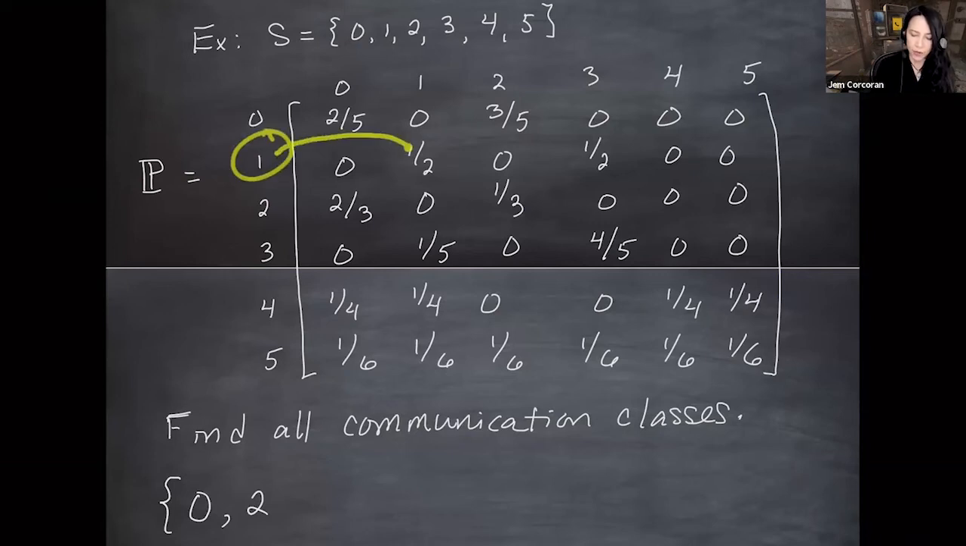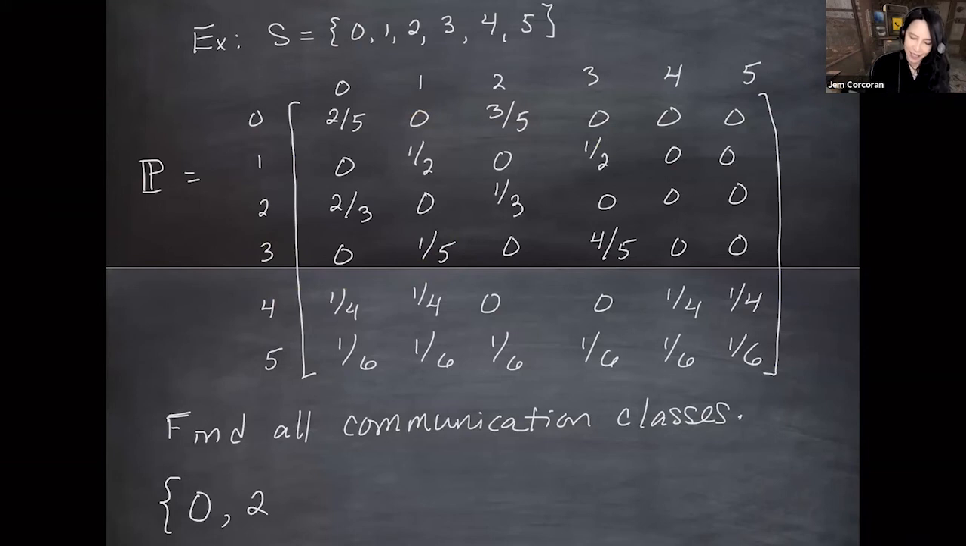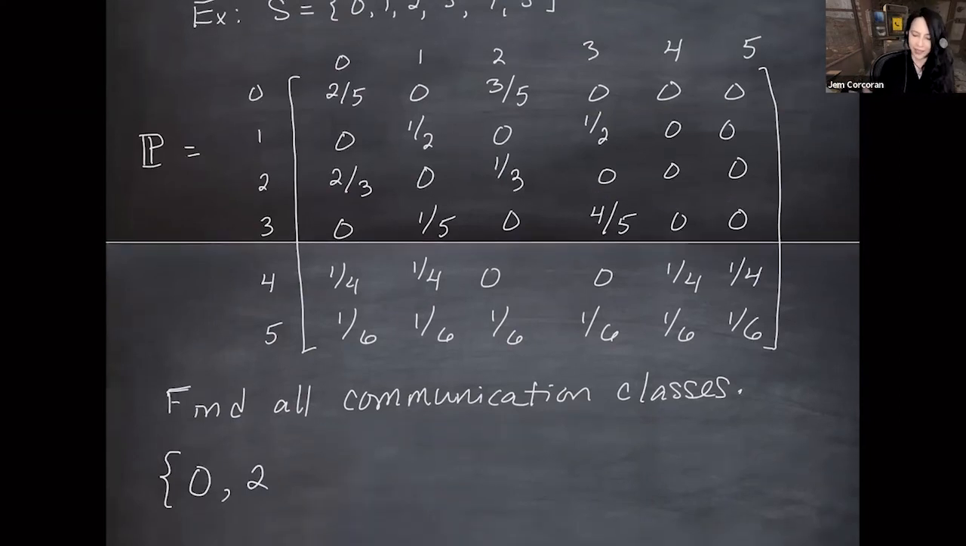State 1, I can go to 1, which is irrelevant. And from state 1, I can go to 3. And from 3, I can go to 1. Actually, the way I did this, you can see like a little block matrix here. Ignore that 1/2. 0 and 2 only go to 0 and 2 and nothing else. 0 cannot go anywhere else. And 2 cannot go anywhere else. So I won't drag you through these. I'll let you think about them on your own.